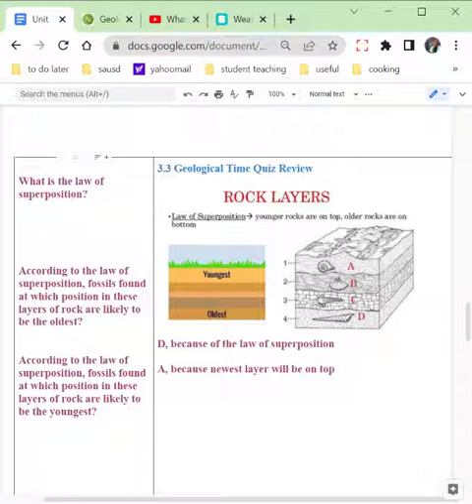So if you were to get a question that asks, if you found a fossil, which layer would likely be the oldest, or the most bottom layer? That would be D, because of the law of superposition. And the opposite of that, if you found a fossil, where would it be the youngest? Then it would be A, because those were the new rocks that just arrived and stacked on top.